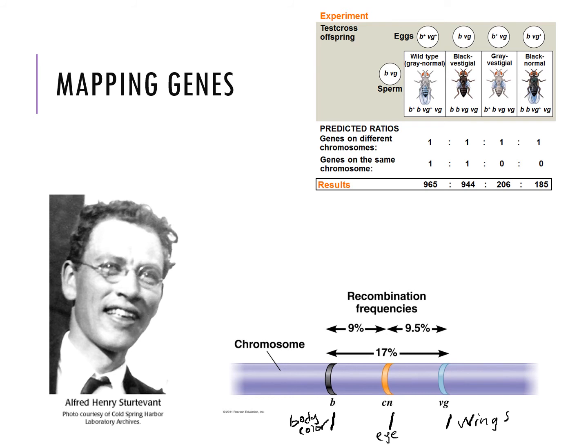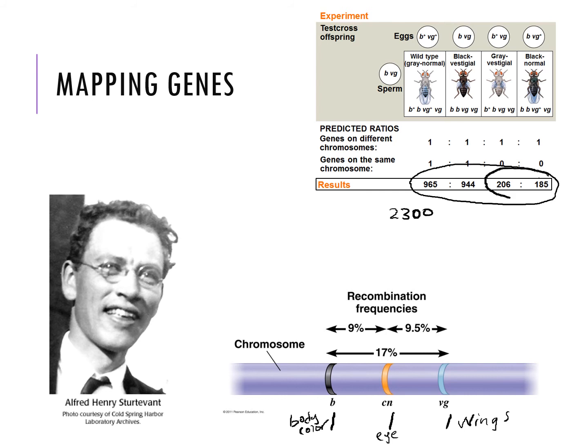And so he's arranged them such that body color and vestigial wings are farther apart from each other than cinnabar eyes would be from either one. And that is based off of the math from these experiments. So if I look at my experimental results here, and I add up all of those offspring, so 965 plus 944 plus 206 plus 185, that gives me 2,300 total offspring in that F2 generation, okay?